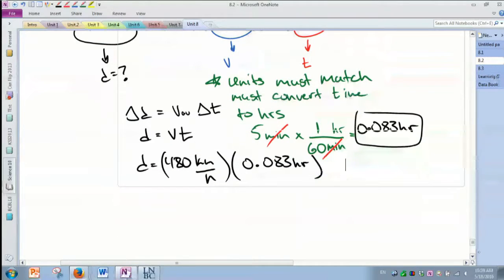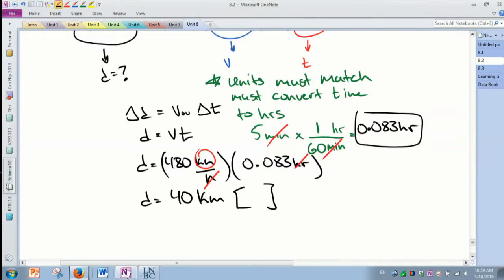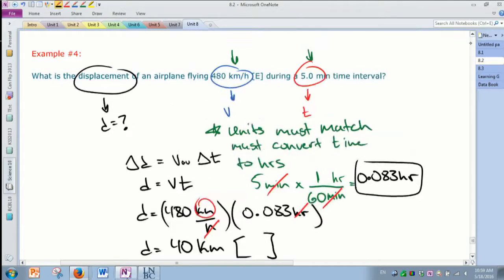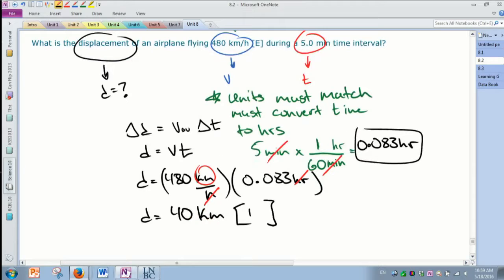So do the multiplication, 480 times 0.083. I end up with 40. And my units are kilometers. My hours cancel top and bottom, and I'm left with kilometers, which makes sense. If your units don't work out, then you have a problem. And I'm traveling east, so I put in my little east here.